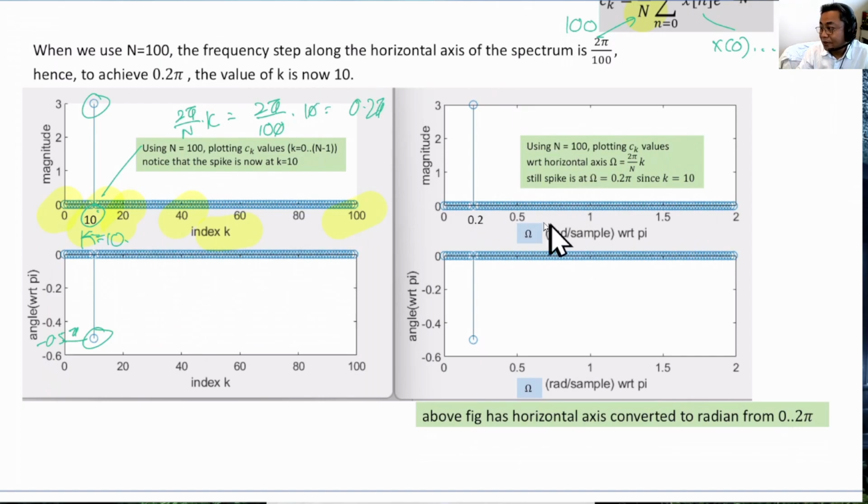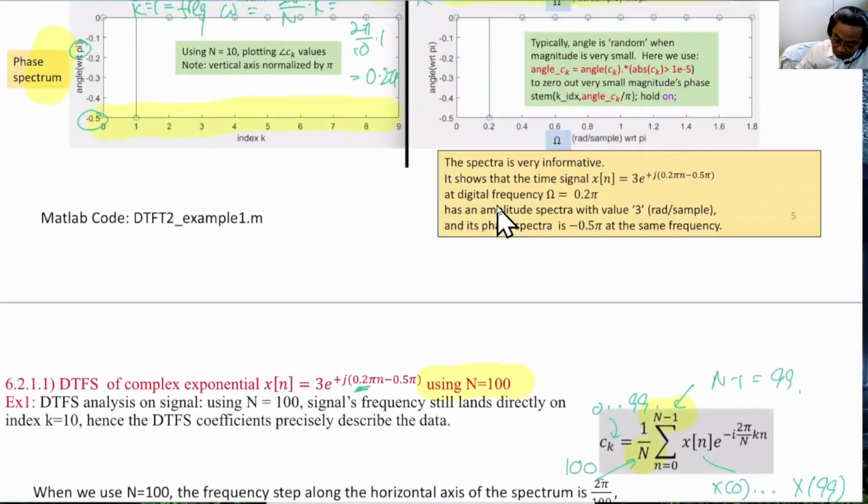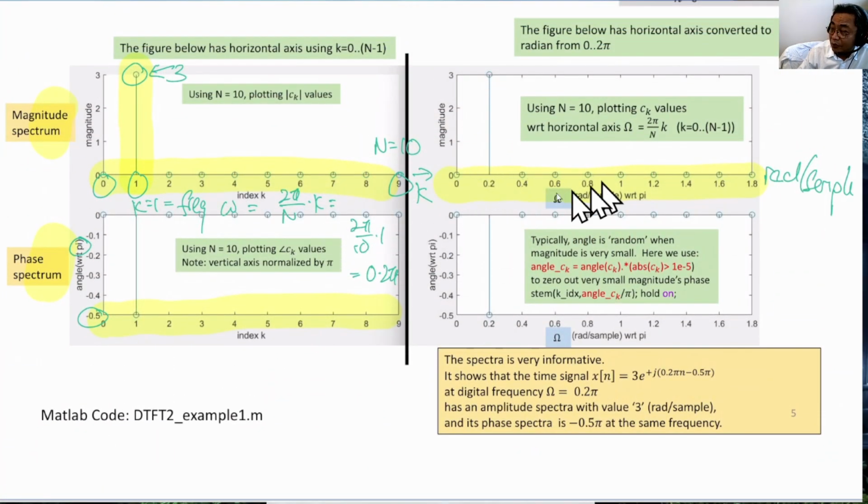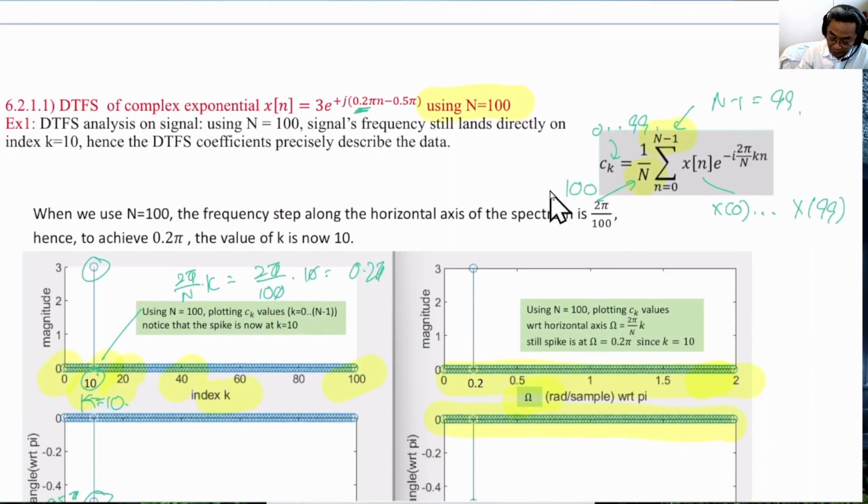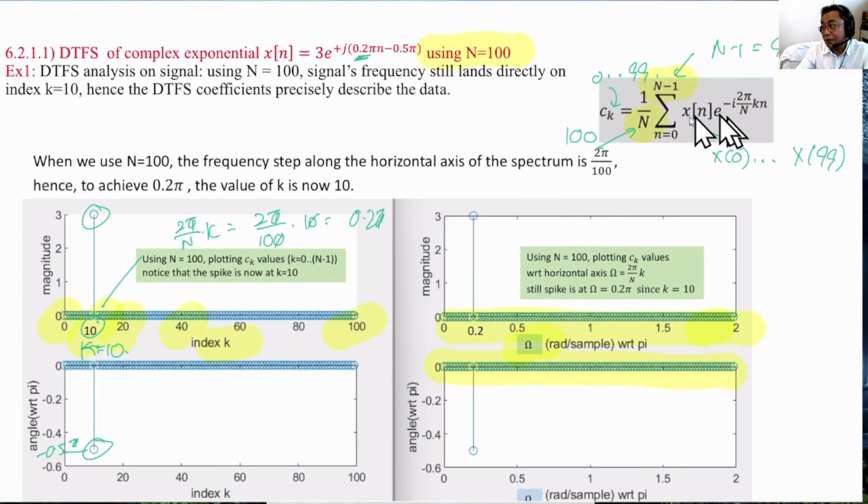And what about the right-hand side? On the right-hand side, I converted k into radian per sample, and this is exactly again at 0.2 pi, but now it has more points in between as compared to the previous graph, because we have used N equals 100. Therefore we are now taking more samples along this angular frequency. That's all. The whole idea is that if you use a longer sequence, you are computing this Fourier series across more frequencies. In this particular case, it's useless because everything else is 0.